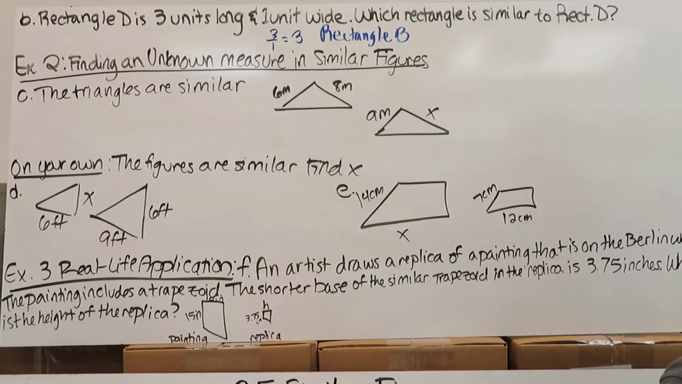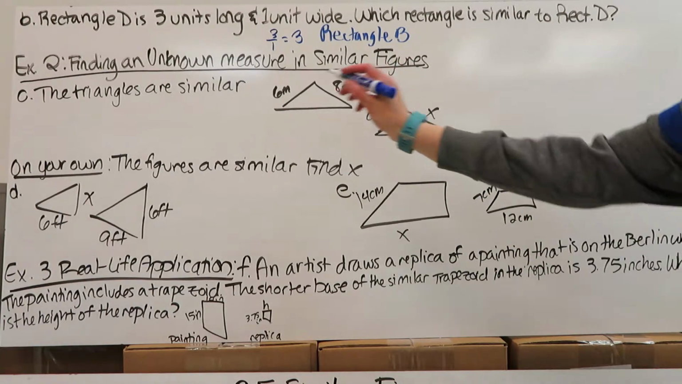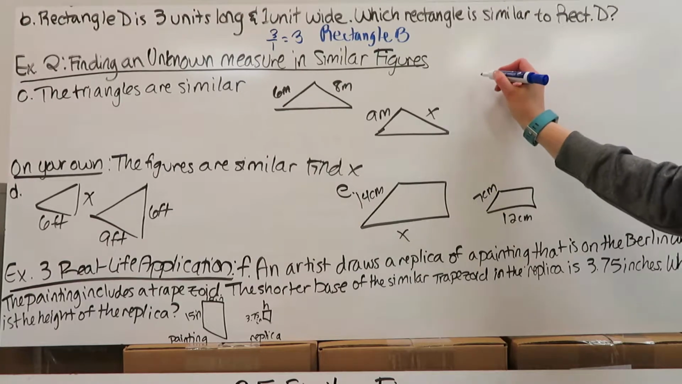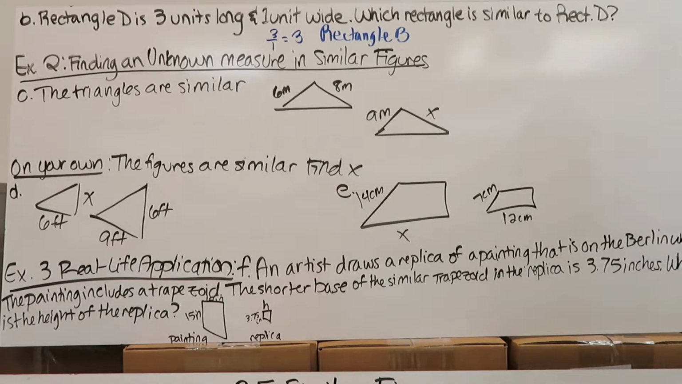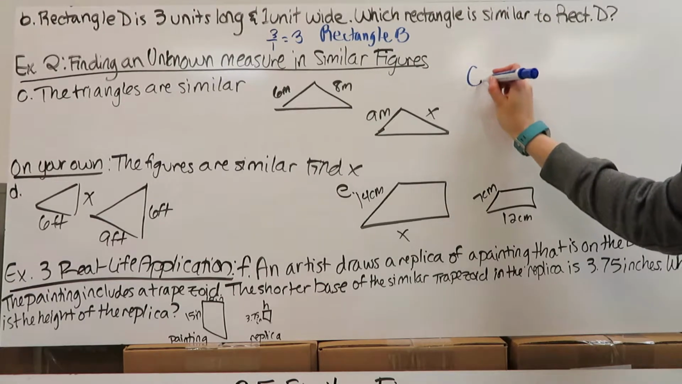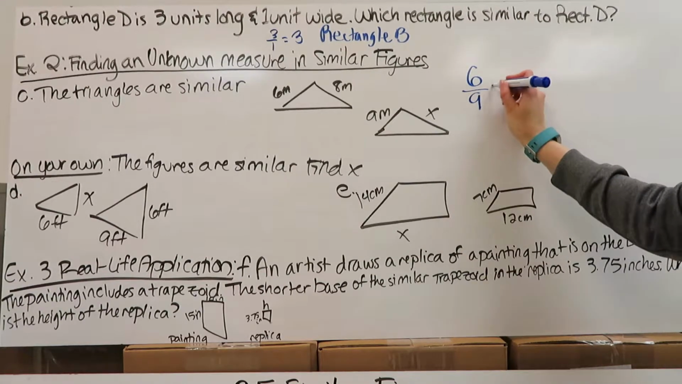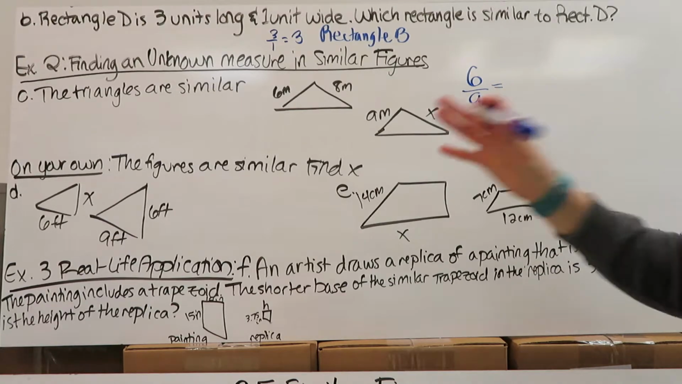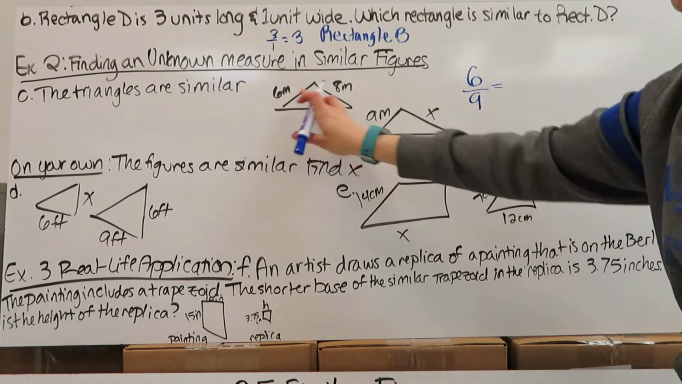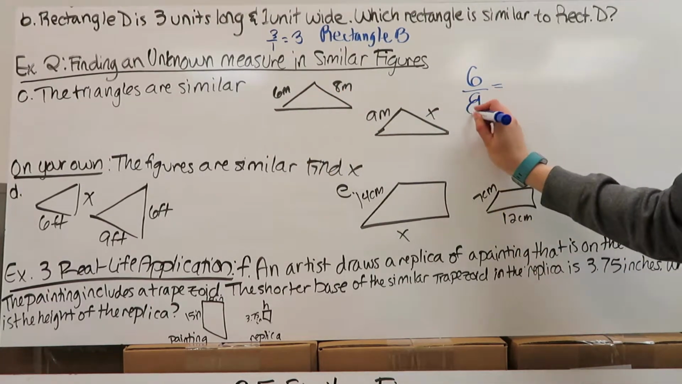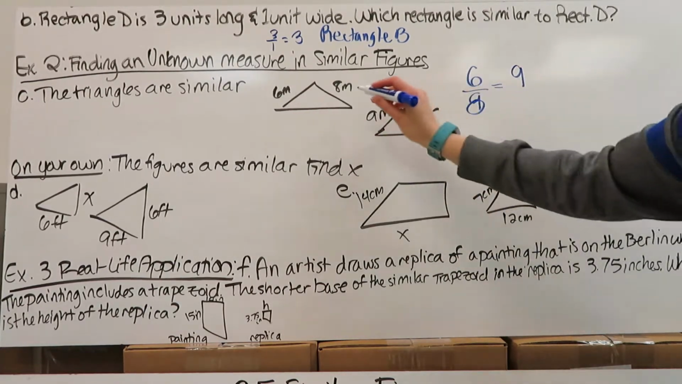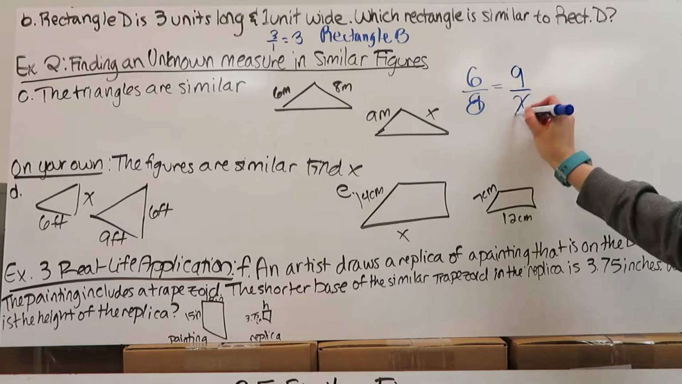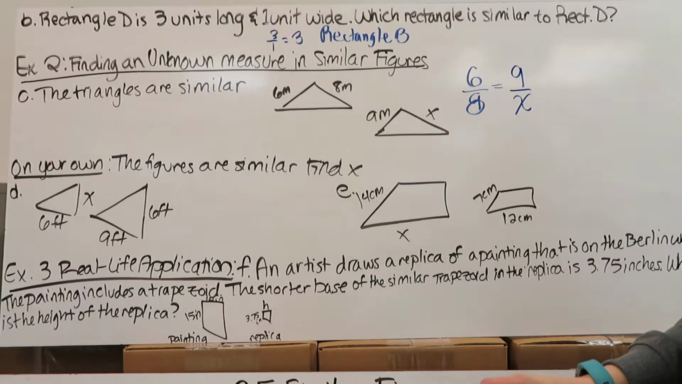All right, so example 2, finding an unknown measure in similar figures. The triangles are similar. We need to find x. So we have 6/9. Yeah, no, I stand corrected. 6/8, because the 8 goes with that 6. What corresponds with the 6 is the 9. What corresponds with the 8 is the x. So that's how you want to set up your proportion.